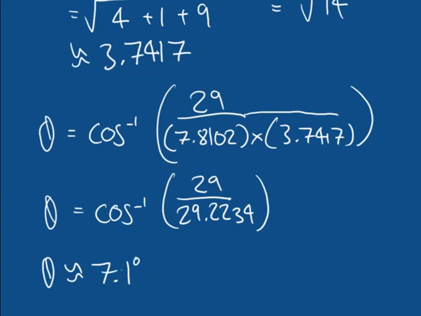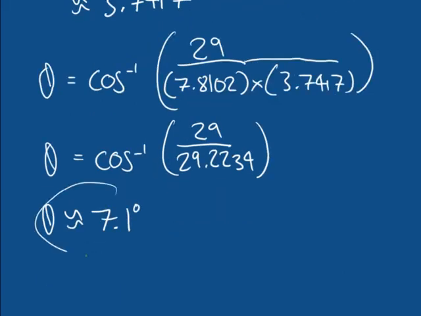So the angle you were after, the angle between those two vectors, is that angle right there, 7.1 degrees, or an angle that's close to that based on how you rounded your numbers as you were working through the answer.